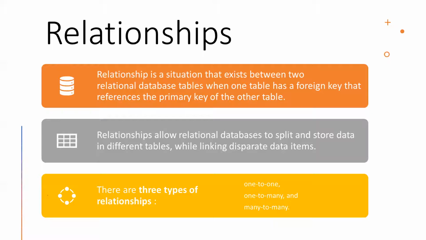Yeah, one small suggestion. Can you go a little bit slow? Sure, sure. So what relationships do is, when we have data in a single table, that can be broken or normalized into multiple tables, and then those tables we could connect using relationship keys, or let's say we could use foreign keys to connect those tables.